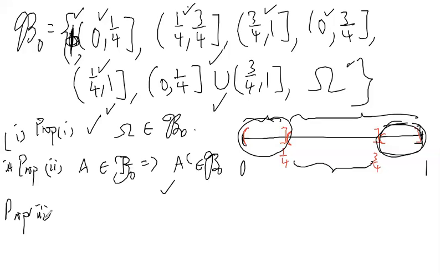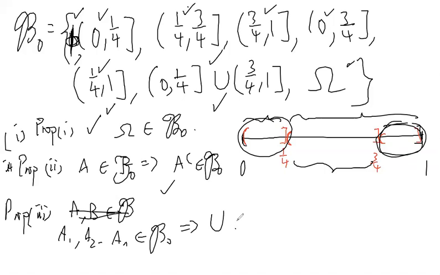Property 3, A, B in, in fact here you have multiple. So A1, A2, up to AN in B implies that the union is also in B, right? So let's check. Let me just erase this. Maybe I draw something else.